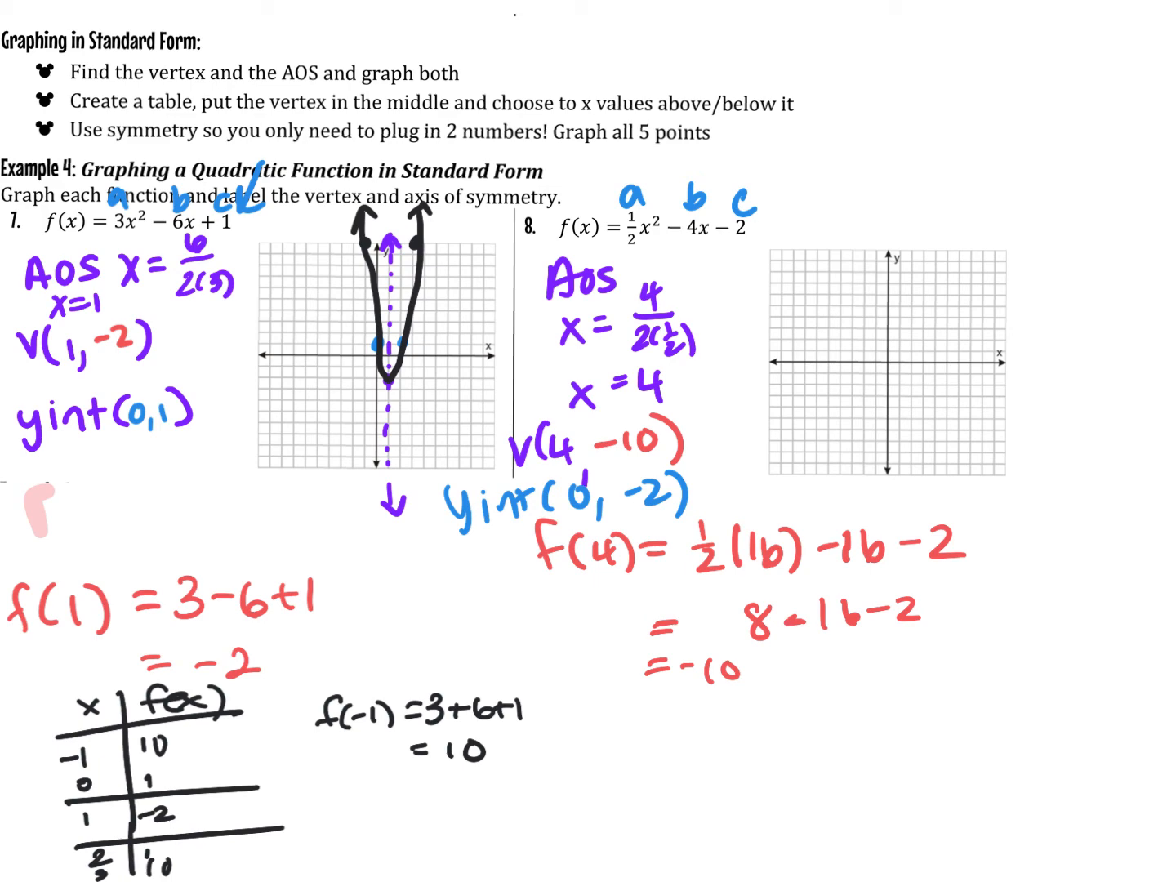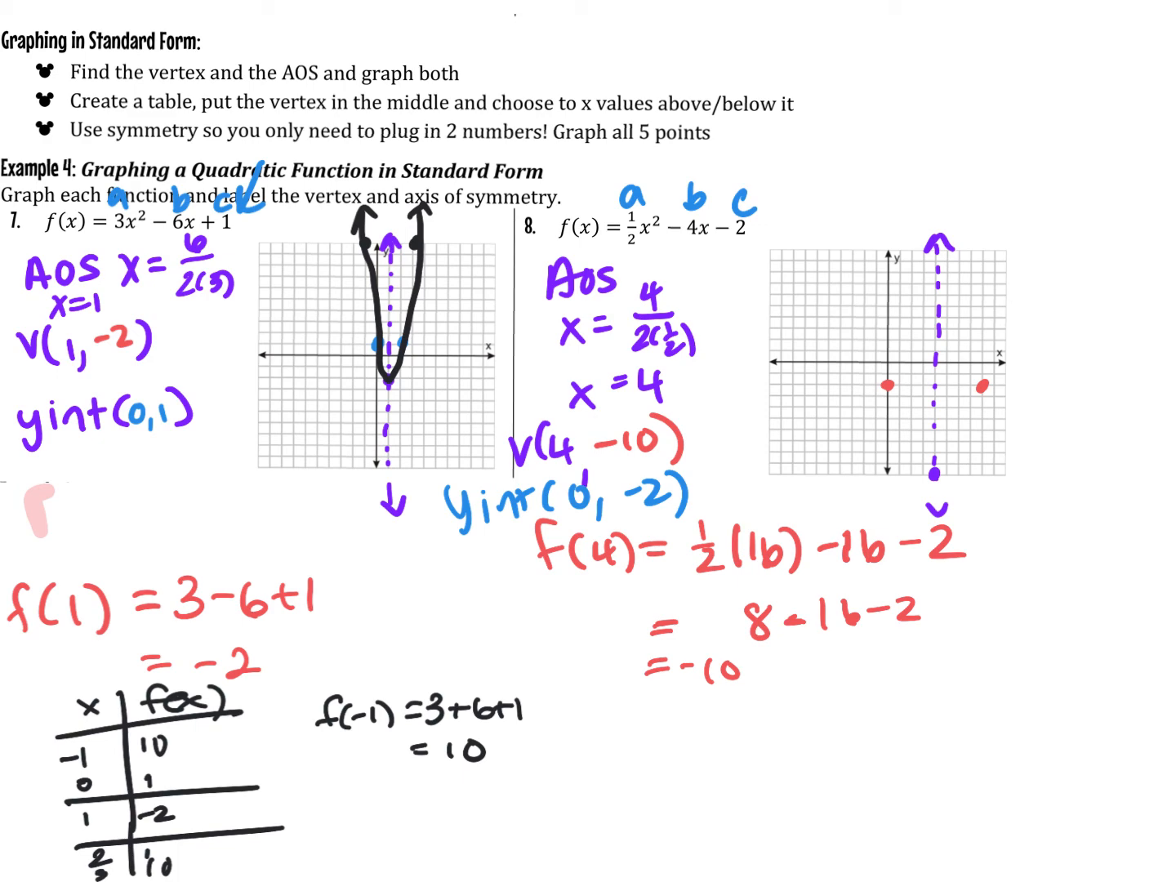Now we're going to do the same thing on number 8. So I'm going to start by plotting my vertex, (4, negative 10). And I'm going to graph my dotted axis of symmetry. Since I found the y-intercept, which is (0, negative 2), I'm going to graph that, and I can reflect that on the other side. And now I really just need one more point. So if you don't want to make the table, just show the work for one more point.